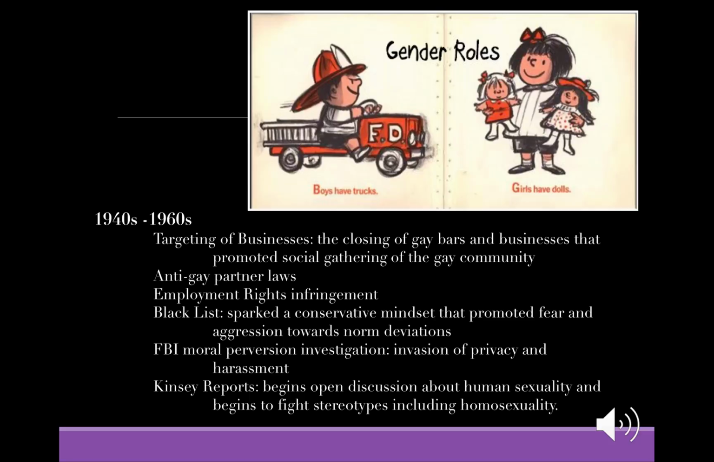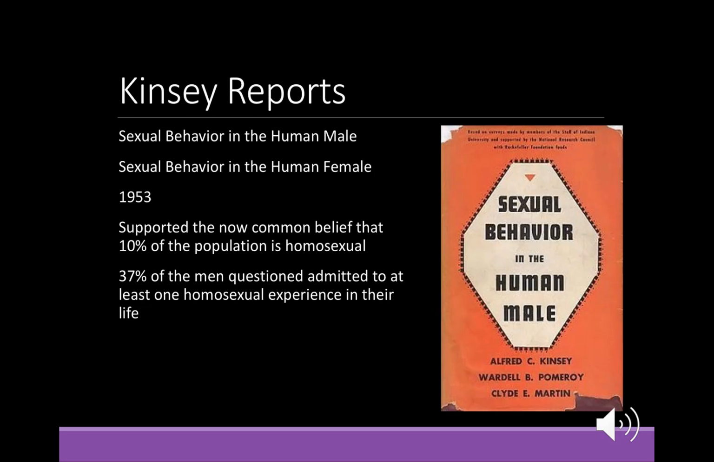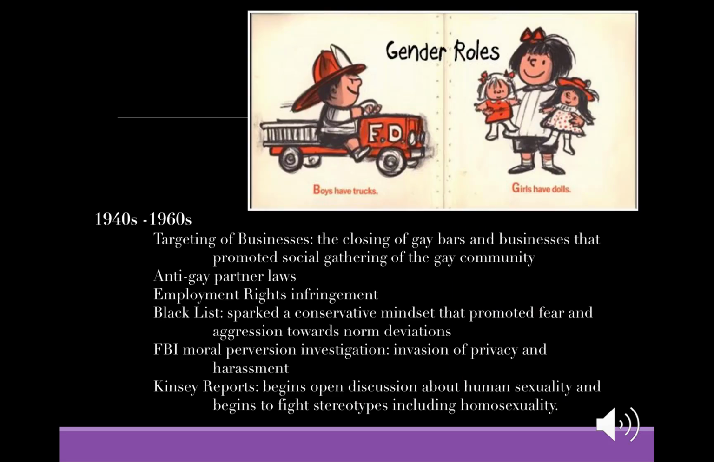Also during this period, though, you had businesses being targeted, the closing of gay bars and businesses that promoted social gatherings of gays in community. You had anti-gay partner laws, employment rights infringements, someone could be fired if they were suspected to be homosexual. Blacklists sparked a conservative mindset that promoted fear and aggression towards norm deviations. The FBI, moral perversion investigation, invasion of privacy and harassment.